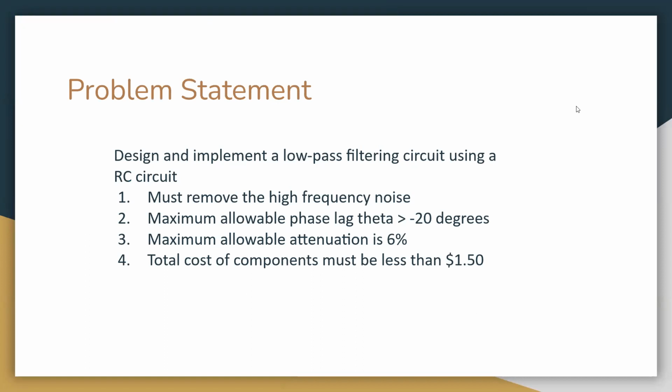So the problem statement: we need to design and implement a low pass filtering circuit using an RC circuit. We have four main constraints. Number one, it must remove the high frequency noise. Number two, the maximum allowable phase lag is negative 20 degrees. Number three, our maximum allowable attenuation is 6%. And number four, the total cost of components must be less than $1.50.